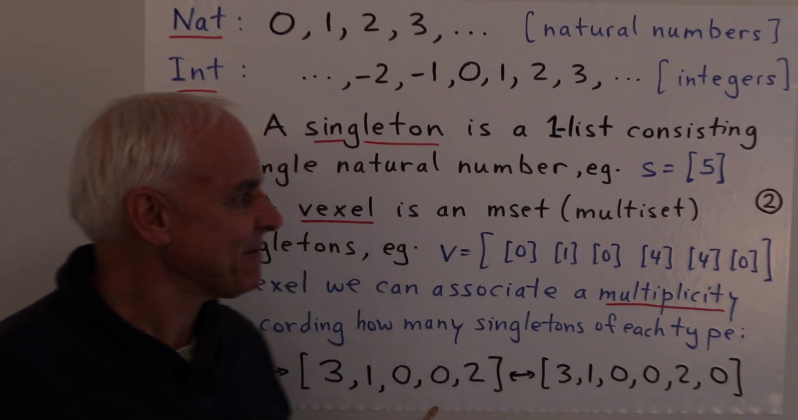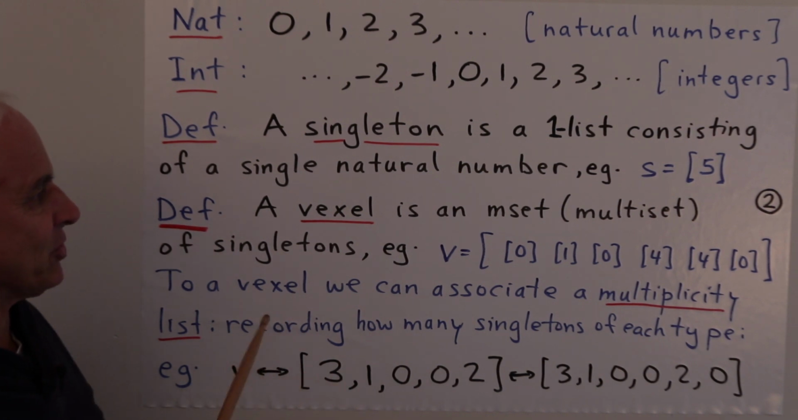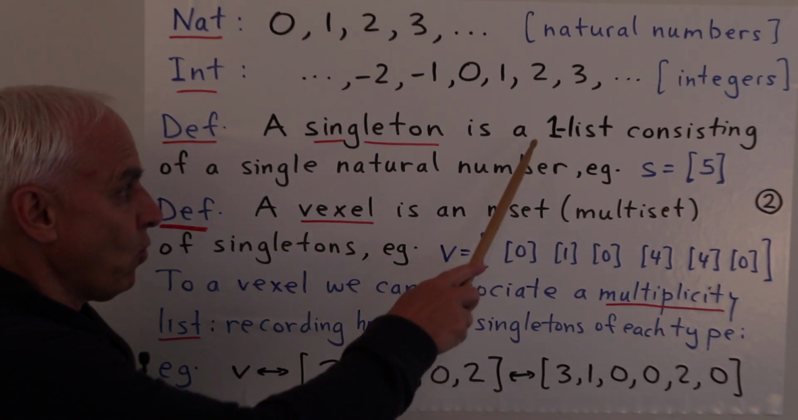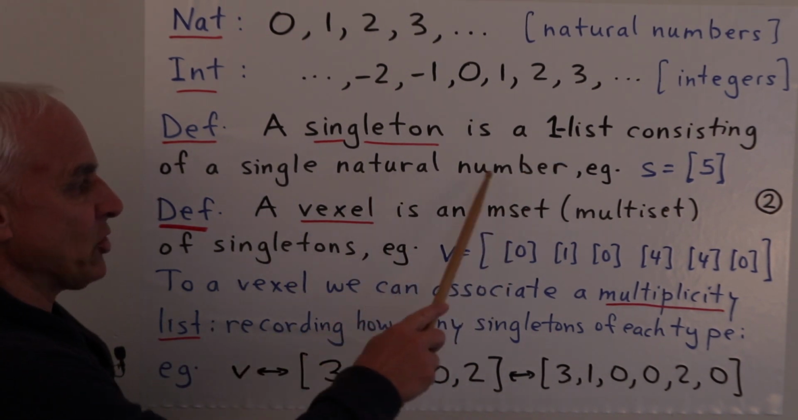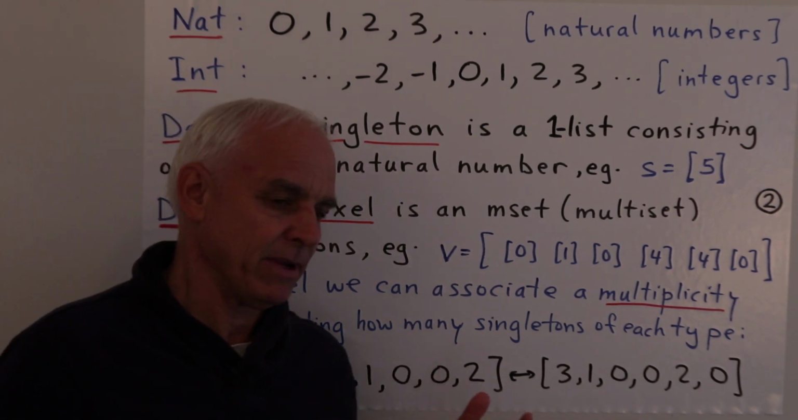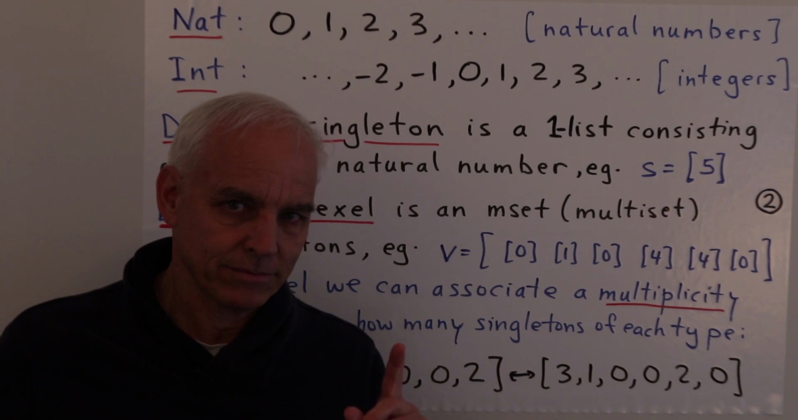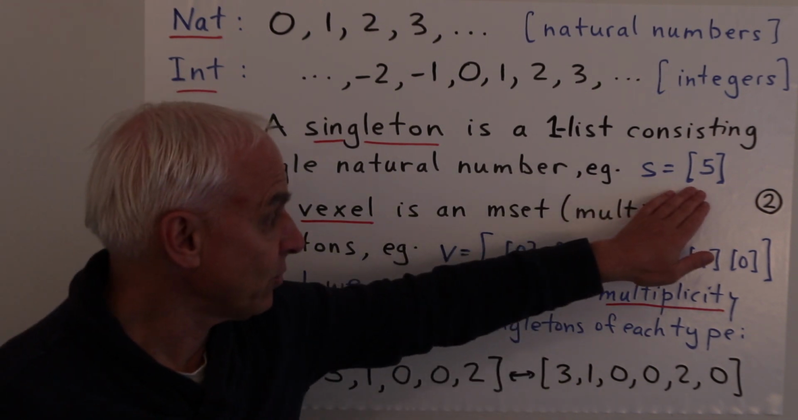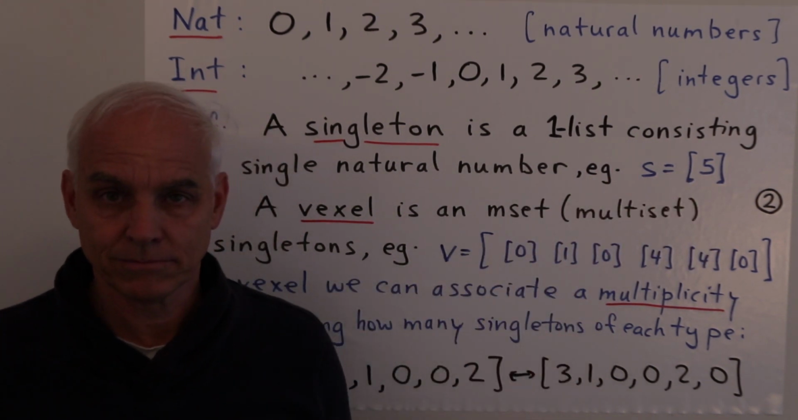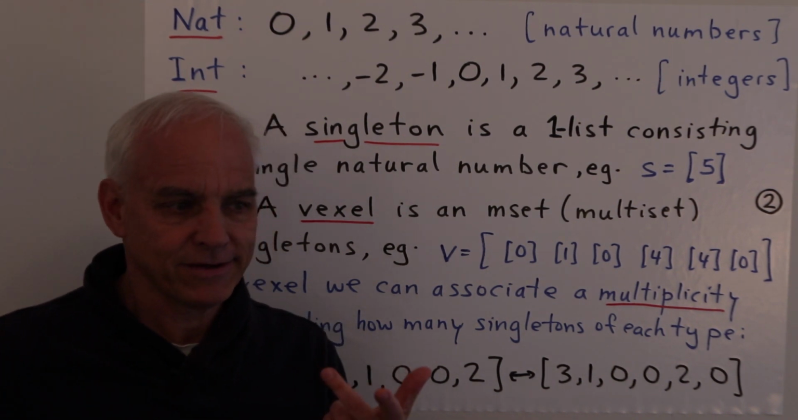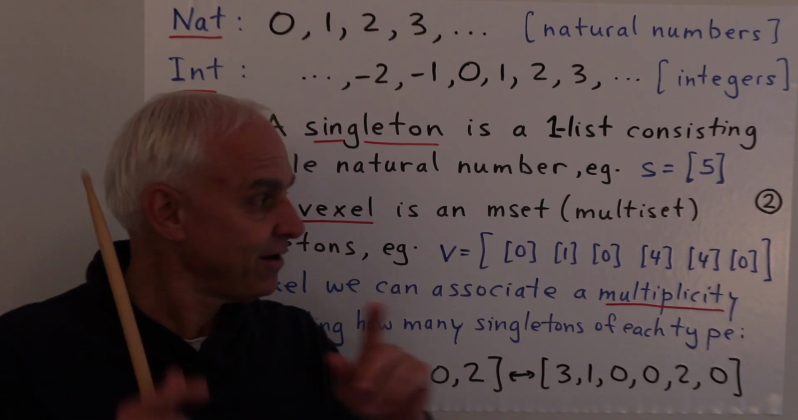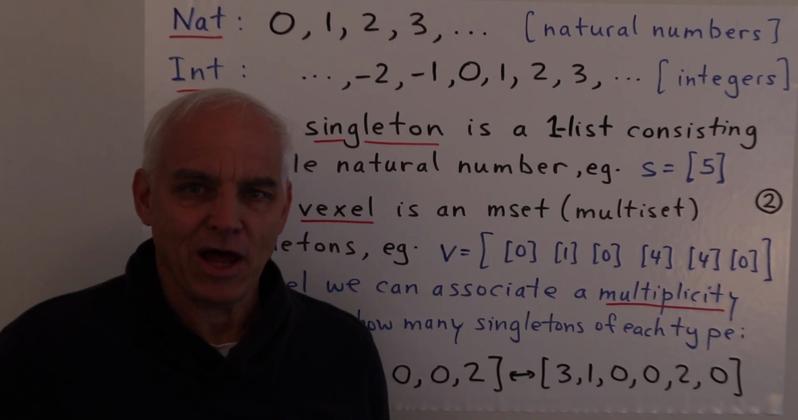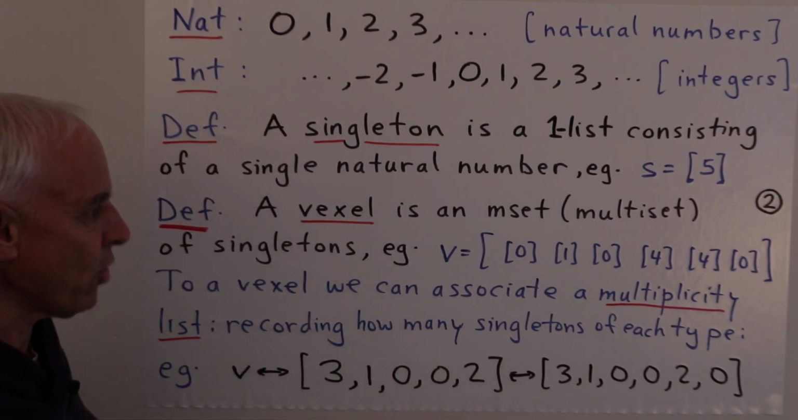Okay, so let's introduce some simple kinds of objects using some data structure ideas. The first is a singleton. Let's introduce the idea of a singleton, that it's a one list consisting of a single natural number. So a one list, by that I mean a list with one element. So it's got square brackets and it has a natural number in it, and that's all. So that object, we'll call that a singleton. Just give it a name. It's a lot like a natural number, isn't it? But it's a little bit different because it has this bracket bounding it. So it's not actually a natural number. It's a natural number in a box, if you like. Okay, so that's a singleton.